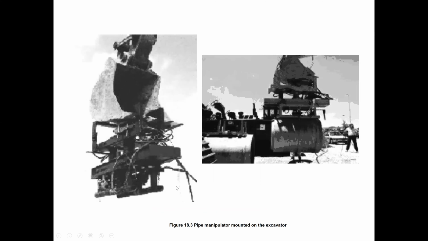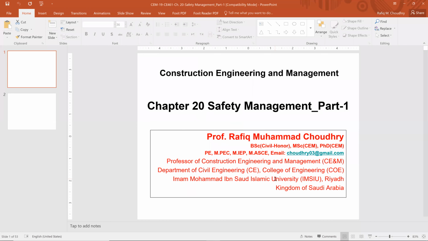This is also like a pipe manipulator mounted on the excavator, in a real picture from the construction site, where we use the laser beam to align the pipes and make connections. With this, we have finished this chapter of safety management, part one.